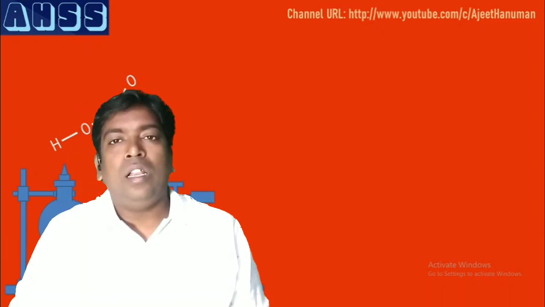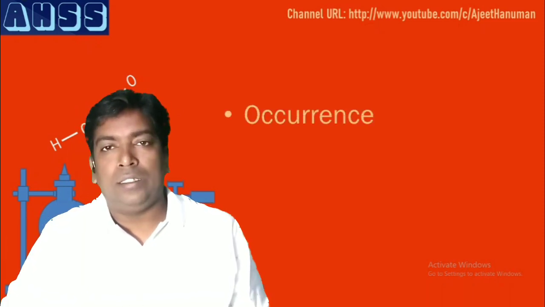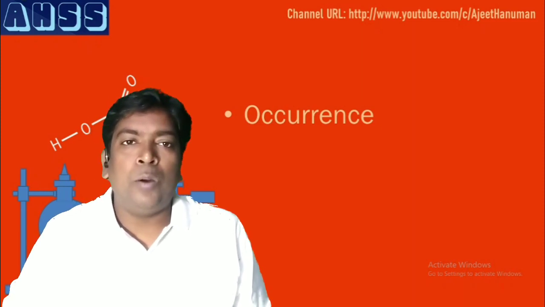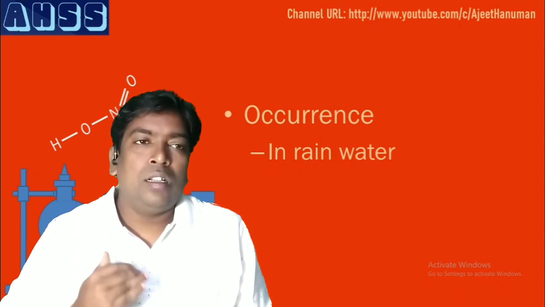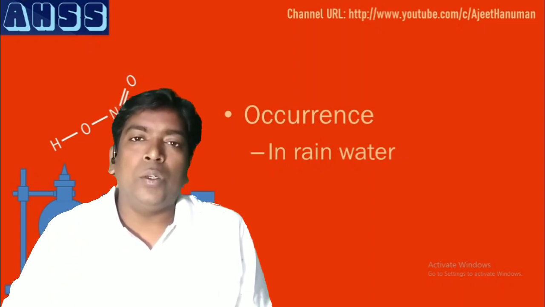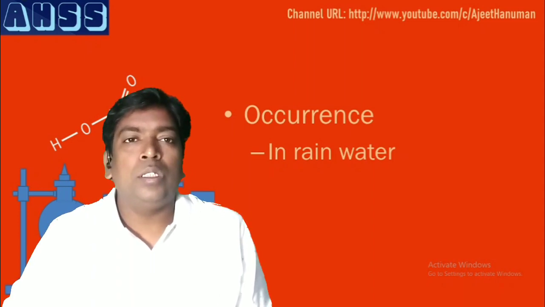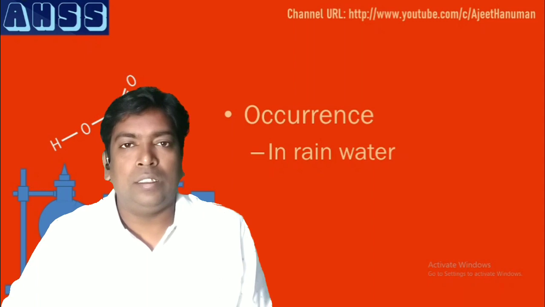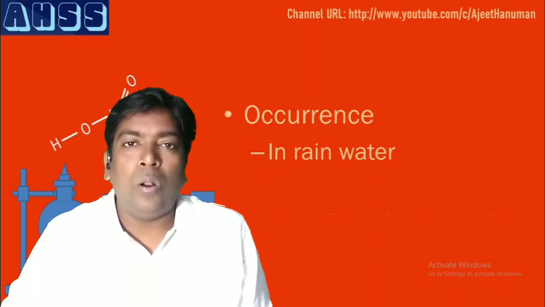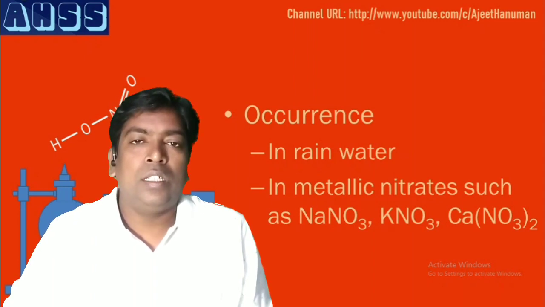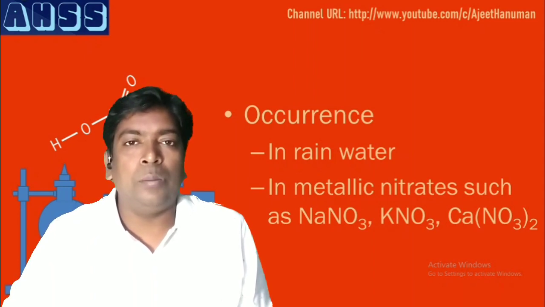So children, now where do you find nitric acid? Nitric acid is found in small traces along with rainwater. When nitrogen dioxide present in the atmosphere dissolves in rainwater, it forms nitric acid. But in the combined state, nitric acid can be found in all the nitrate salts such as sodium nitrate, potassium nitrate and calcium nitrate.